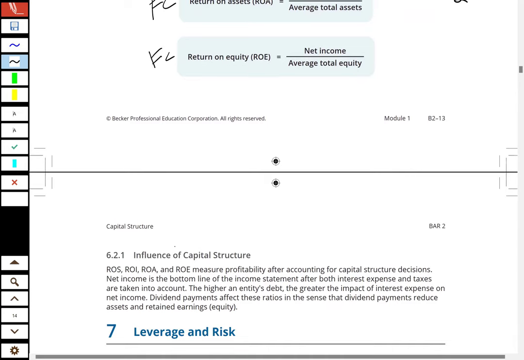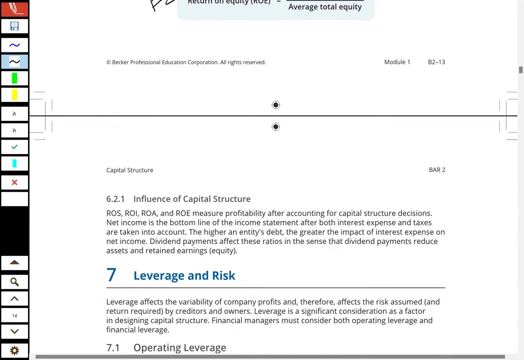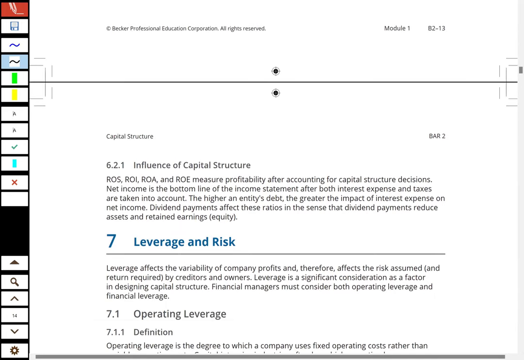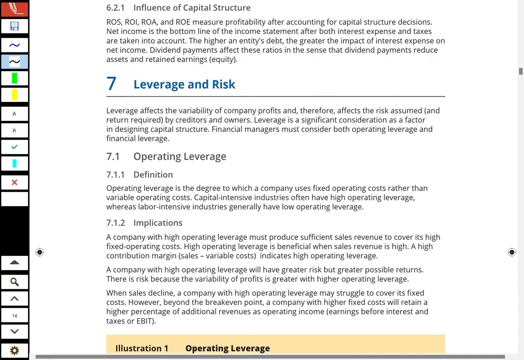Okay, good. Now you come over and let's talk about leverage. Basically we have two types of leverage that we're interested in. One is operating leverage. The other is financial leverage. Now, when we talk about operating leverage, the definition of operating leverage is the degree to which a company uses fixed operating costs rather than variable operating costs.